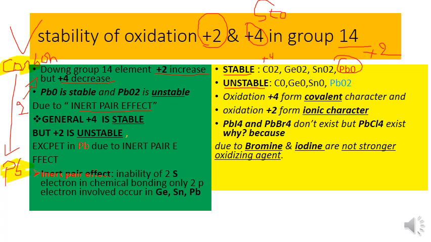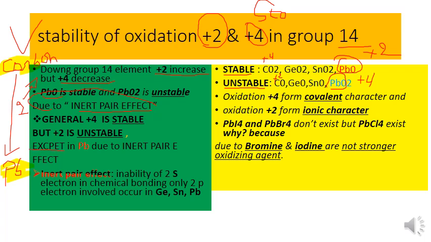This means that here in a stable compound you have lead in the oxidation state of +2, except for this lead, which is in +4. Why? Due to the inert pair effect. Because lead in the oxidation state of +2 is stable, here it is unstable. Generally, +4 is stable, but +2 is unstable.